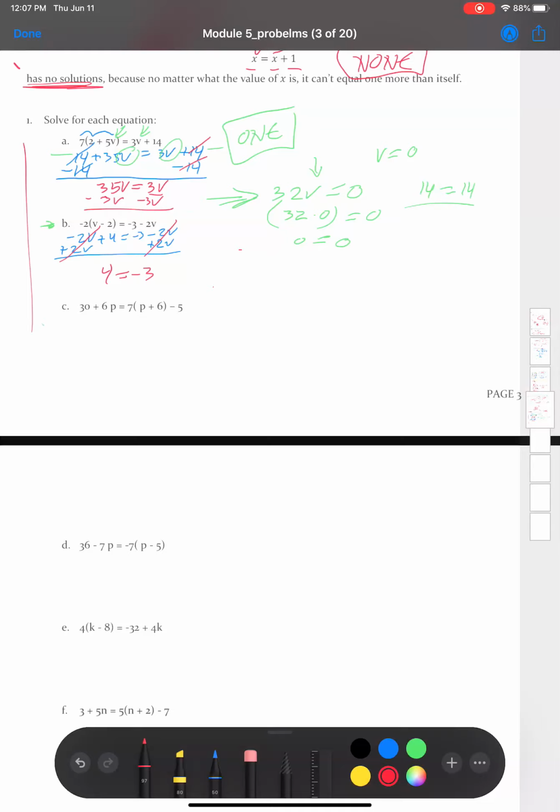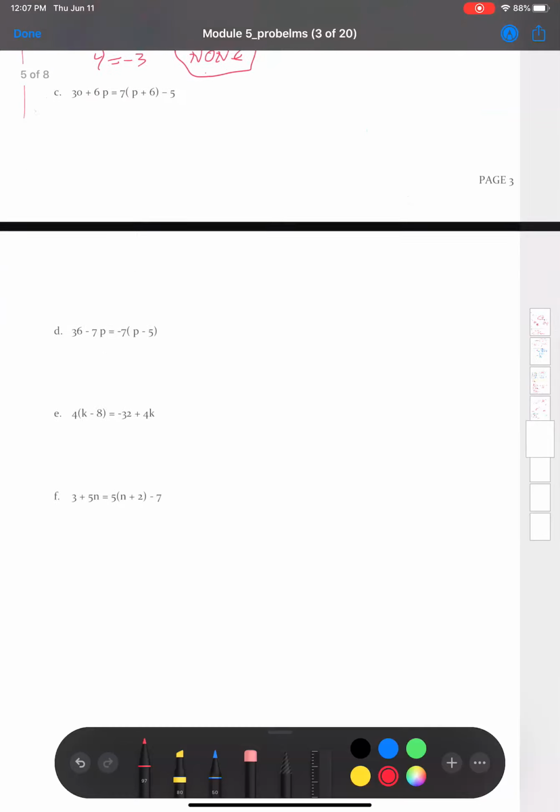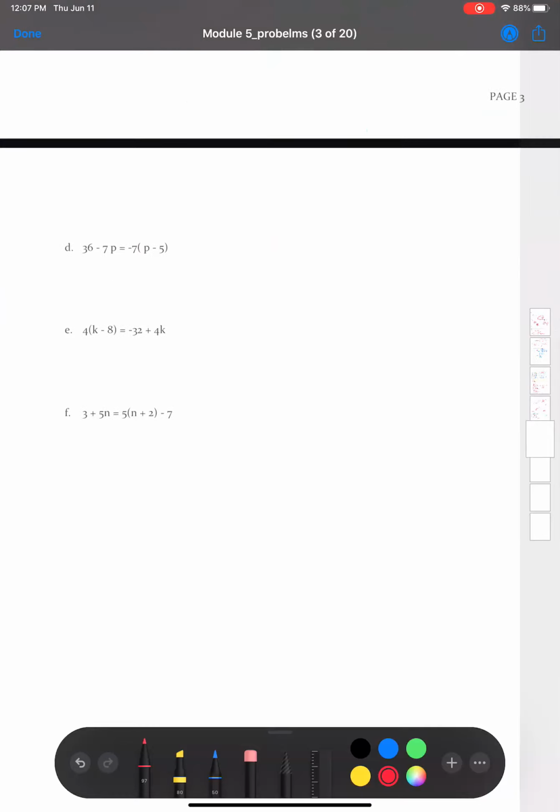And we know that that is not a true statement. Okay, so this equation has no solutions. Okay, that's how you would do that. Okay, how about another one?